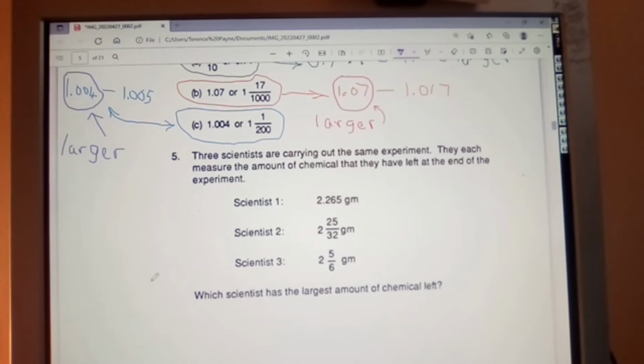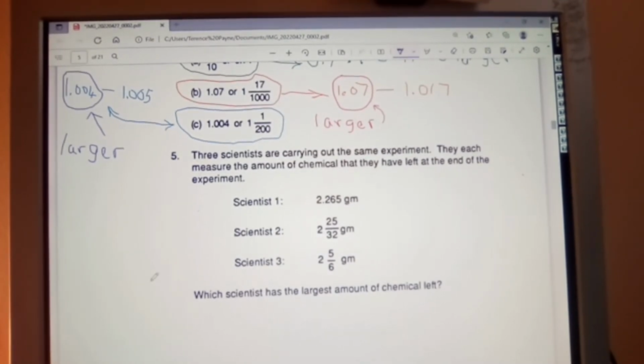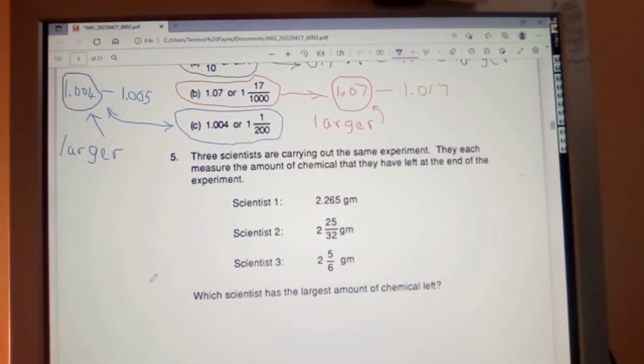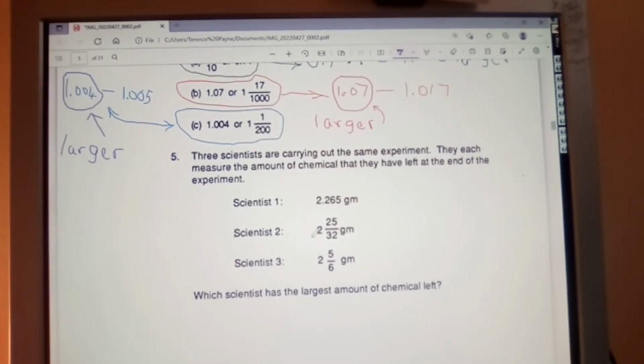Three scientists are carrying out the same experiment. They each measure the amount of chemical that they have left at the end of the experiment. Scientist 1, 2.265 grams. Scientist 2, 2 and 25/32 grams. Scientist 3, 2 and 5/6 of a gram. Which scientist has the largest amount of chemicals left?